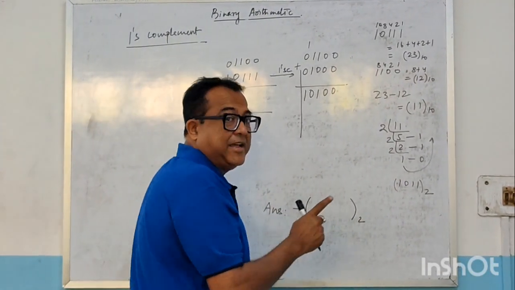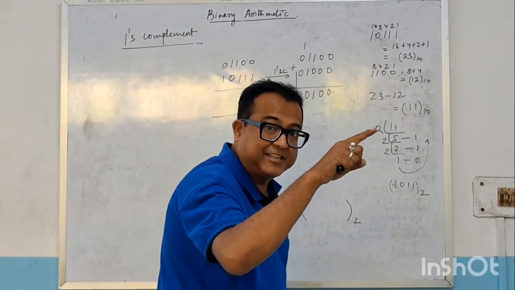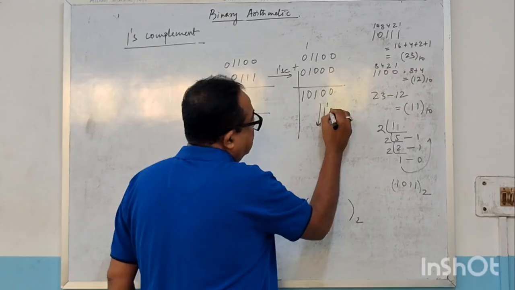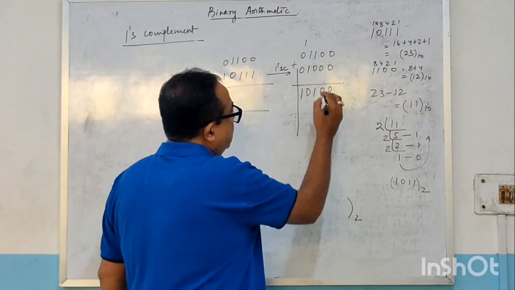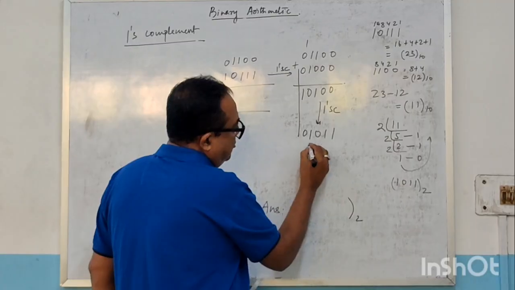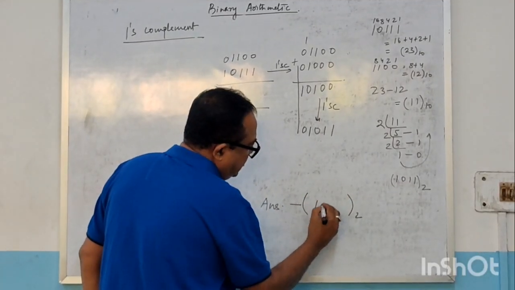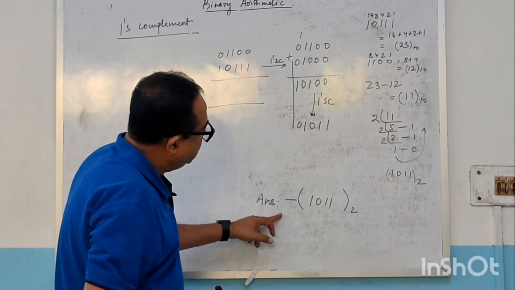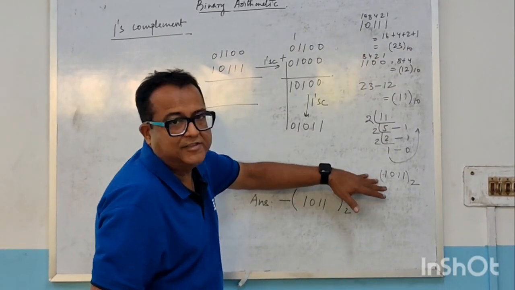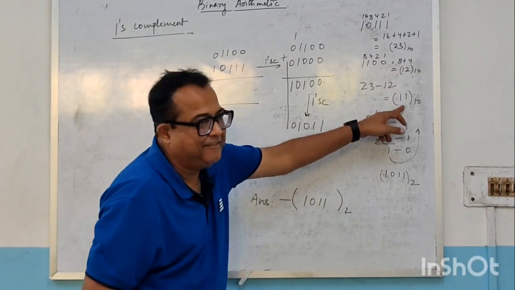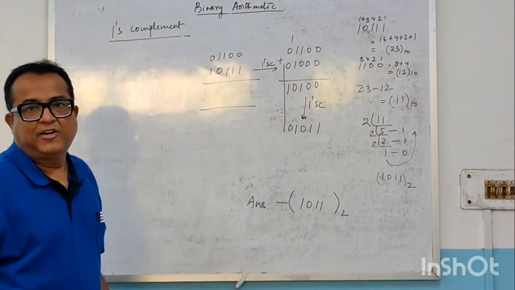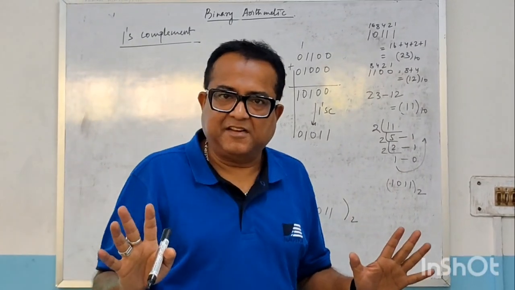And earlier, what did we do? We added 1, right? Now it is different. Now I find the ones complement again. So what will be the answer? 0 1 0 1 1. So 1 0 1 1, and write 1 0 1. See? Even if you reverse 12 minus 23, obviously it will be minus 11, and you get a minus. Okay, I hope one's complement is clear.